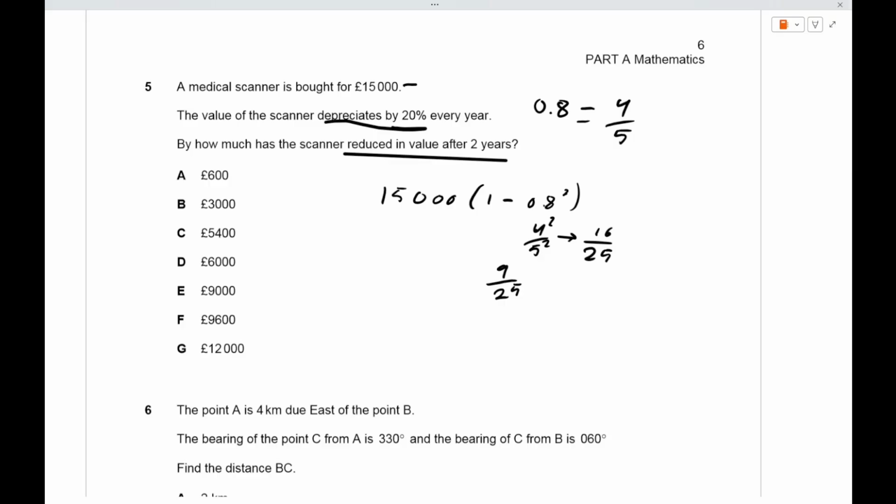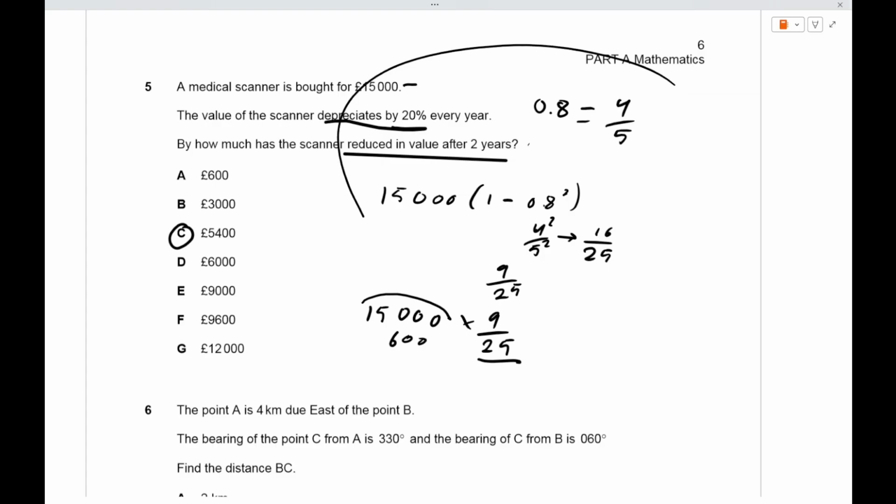So what you do is 15,000 times 9 over 25. And this is really easy because you just divide this by 25, which you can do mentally, that's 600. 600 times 9 is 5,400. See, all of this I just wrote to explain, but you don't have to write any of this in actuality.